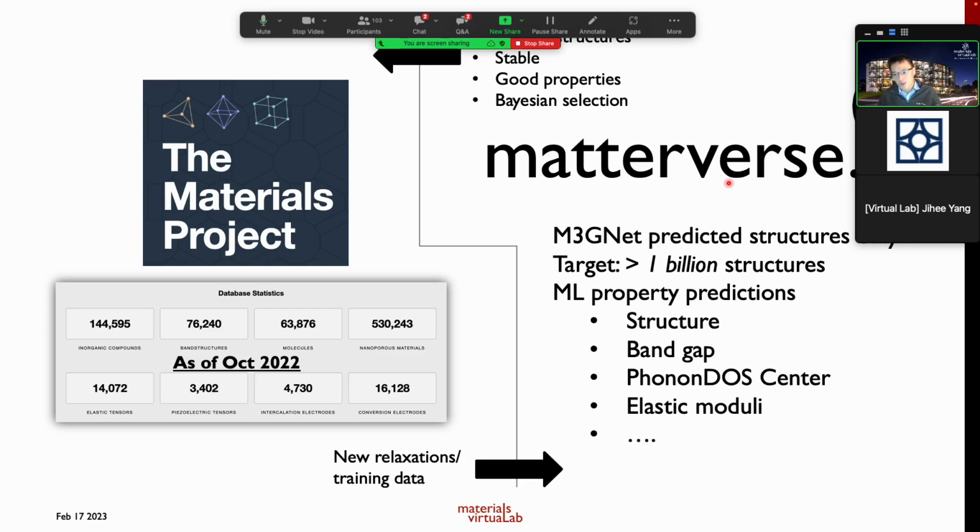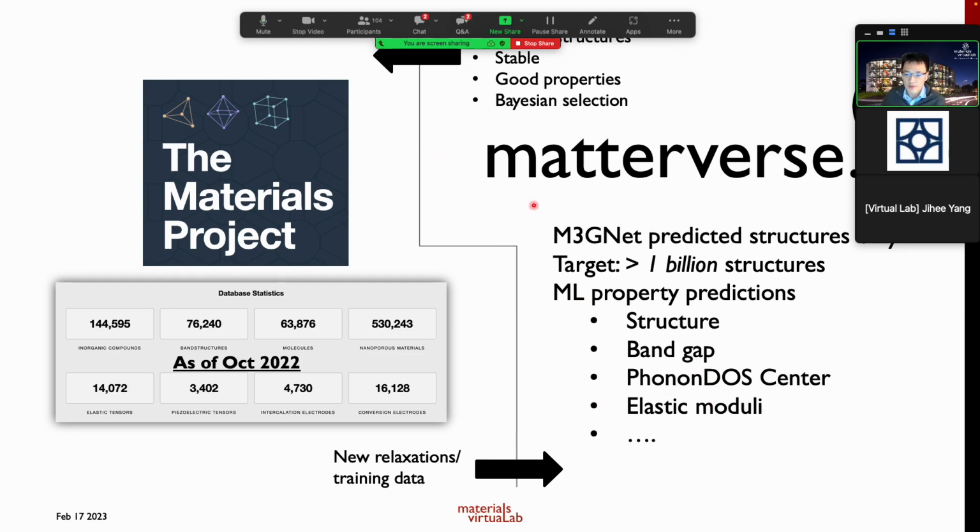All right, now with M3GNet, we now have the ability to do completely machine learning based structure prediction and property prediction, right? So what we did was to come up with this database called Metaverse.ai. It is not meant to substitute the Materials Project. It is meant to be a complement to the Materials Project. And this database is meant to be a pure machine learning database. Our target is to go to 1 billion materials and beyond, okay? And this database would have machine learning property predictions, things like the structure, the band gap, the phonon DOS, and so on and so forth, right?